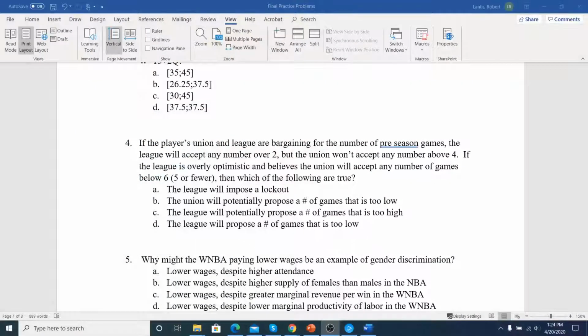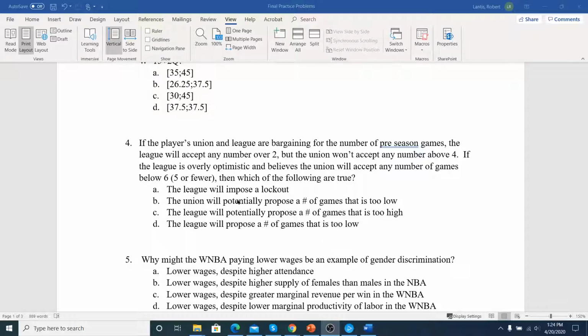Well, the league will impose a lockout. No, that's not true. I mean, the league was overly optimistic, and that caused the union to potentially strike. So the league will propose a number of games that is too low. That's not true. The league will potentially propose a number of games that's too high. Yes, and potentially cause a strike. Could be something we add on to that answer.